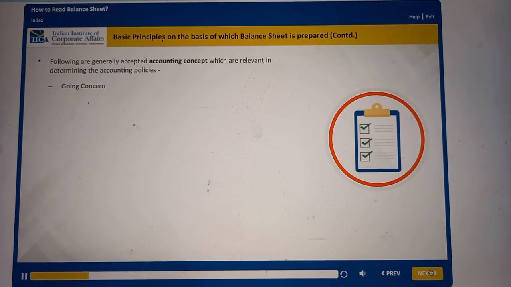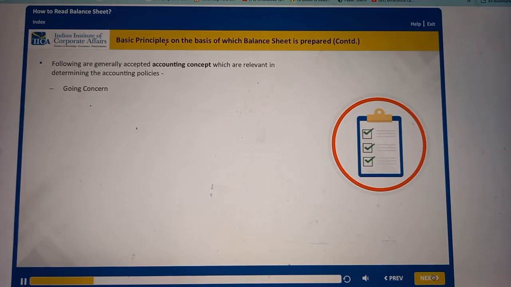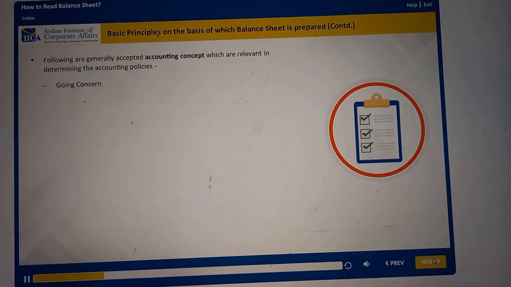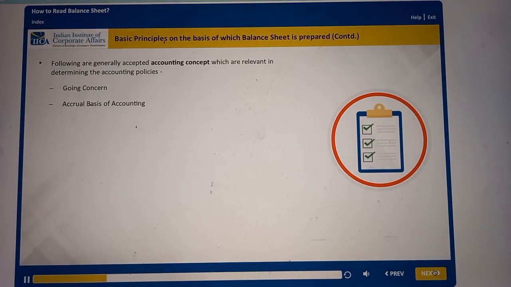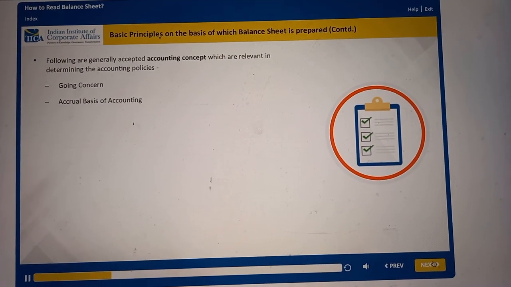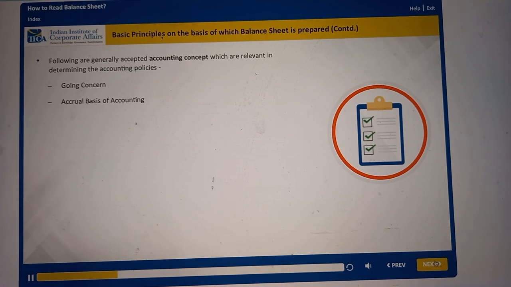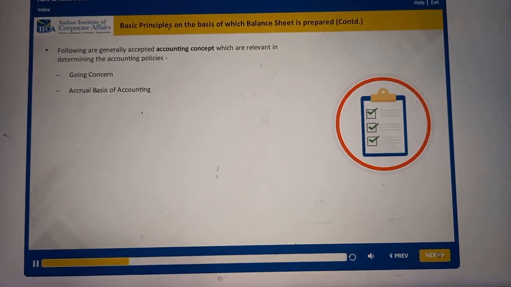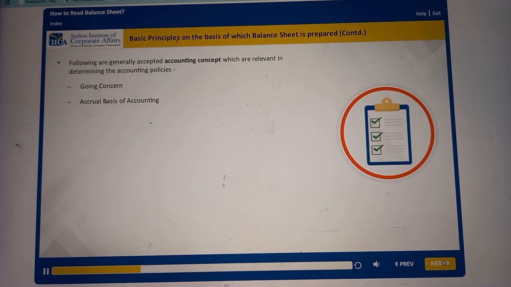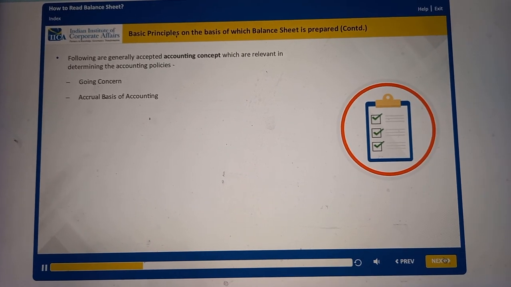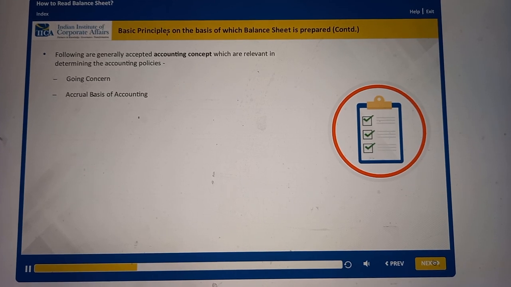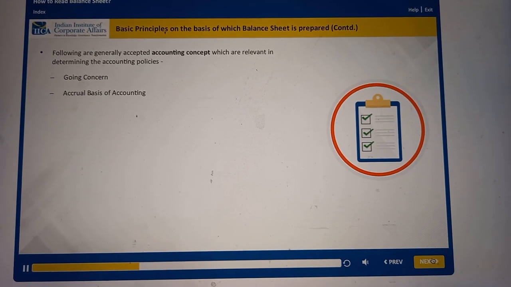will be altogether different. Further, as I explained, the balance sheet is prepared on the basis of accrual basis of accounting, meaning it is prepared on the basis of the mercantile system of accounting, wherein the accounting period is most significant. All the transactions which have taken place during the period, during the year, are to be considered as a part of that year, irrespective of whether payment is received or not.